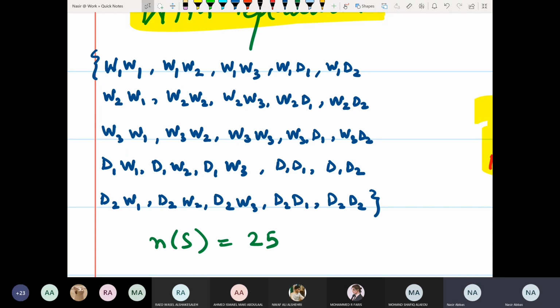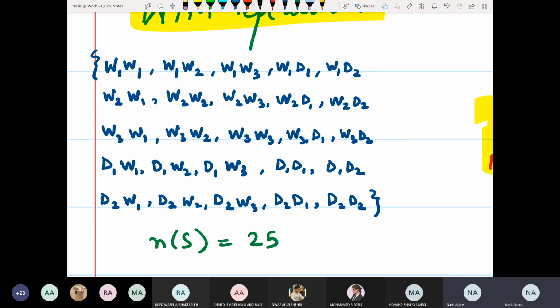Now from here, if I ask you the question, find the probability that both of them are defective, you will write your event and you will see your event has these 4 outcomes. Both of them are defective, and your answer will be 4/25, but I will get to that one later. Before that, I will discuss all the 3 cases and I will try to make the sample space for all 3 cases.